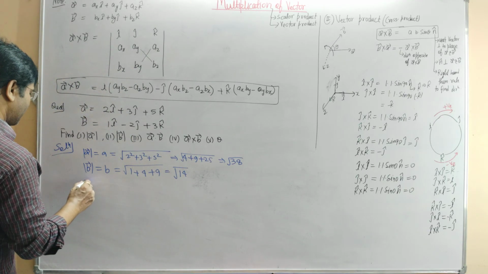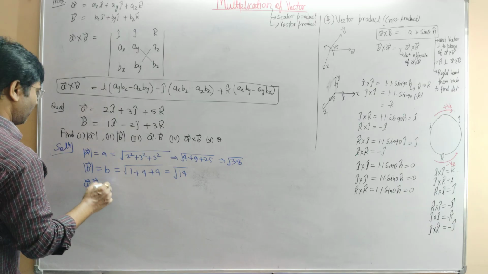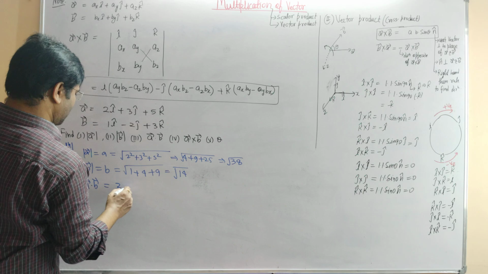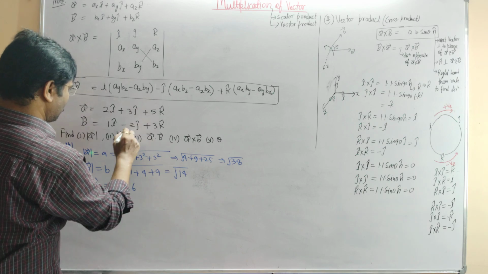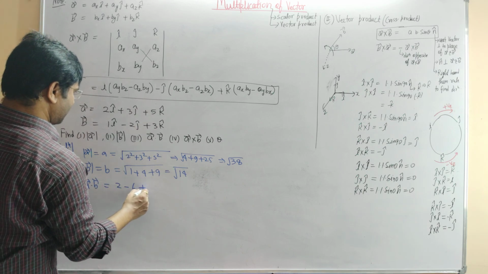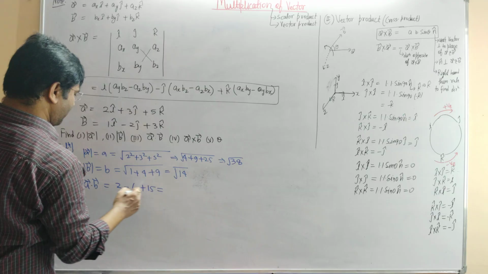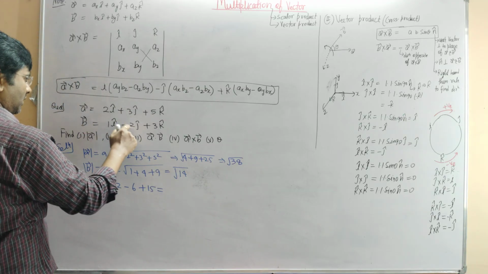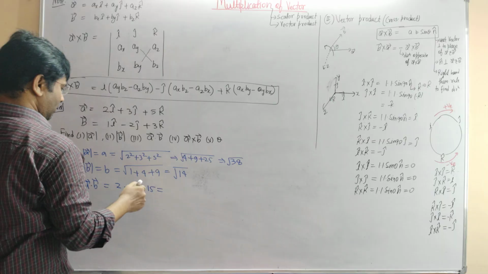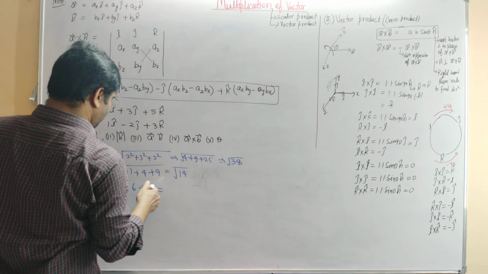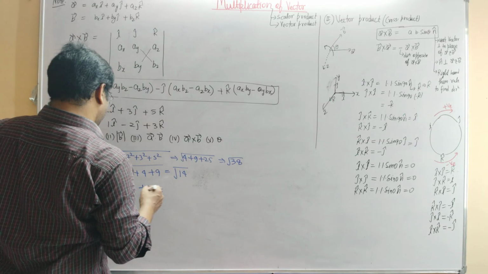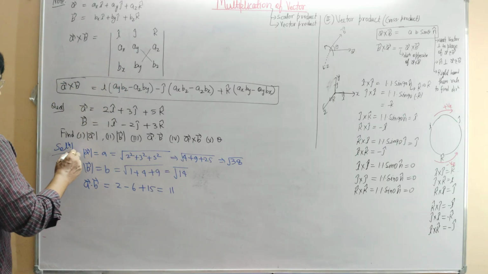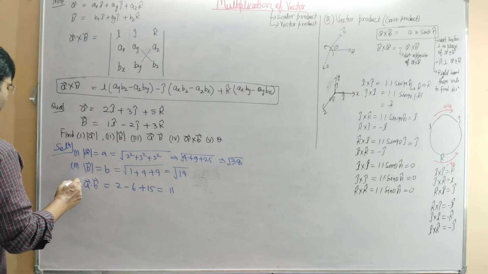If you are calculating dot product, it means you only have to take the coefficients. So this will be 2, then minus 6, then 15. So this is 2 minus 6 plus 15, which is minus 4 plus 15, so 11. Okay, so this is the first part, second part, third part.